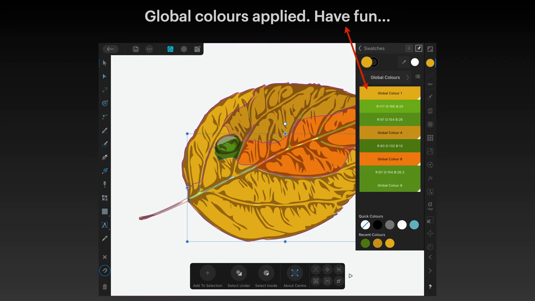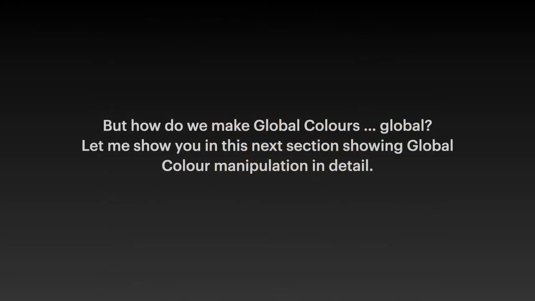Remember, if you want to change all of the greens to all oranges, you can do it slowly, as I've done there, because as you can see, there's only a few colors, or you can make them all global colors and change them at the same time, which is what we're going to do shortly. Because this takes a little bit of getting your head around. How do we make global colors global? Well, that's what I want to show you now. Let me show you in this next section, showing global color manipulation in detail.